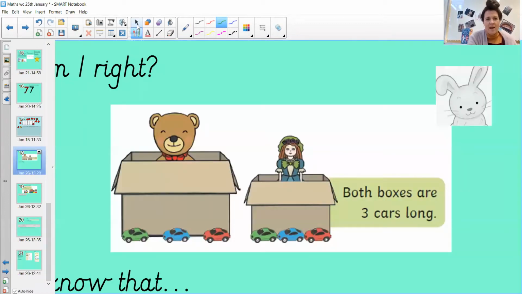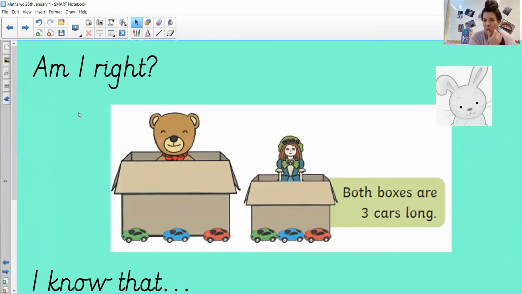Okay, so as I was saying earlier, we are going to have a little think about why we use a ruler. Okay, and to help us do that, I've got a reasoning rabbit here. So what I want you to think about is, this says, am I right? Let's have a look at this picture. So I've got a picture of a teddy in a box and a doll in a box. And the little sentence next to it says, both boxes are 3 cars long. Am I right? So I think that both of these boxes are 3 cars long. Have a think about that with your grown-up. Am I right?